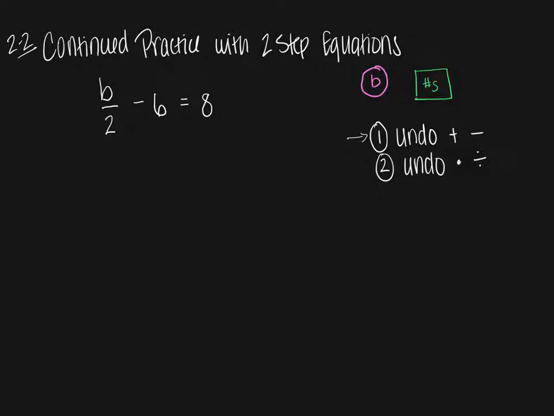Copy this problem down on your paper, and with your handy-dandy colored pencils, I would like you to circle your variable and box your numbers, just like we did last time. We are going to circle our b over 2, and make sure you include the sign with your 6.